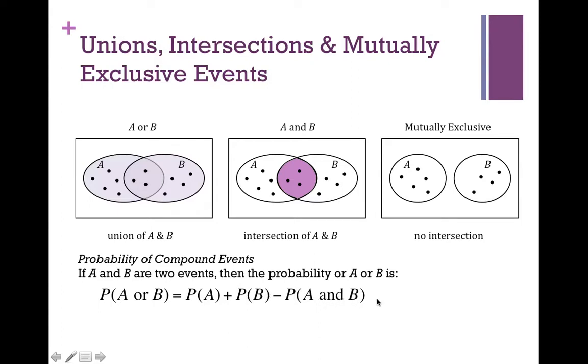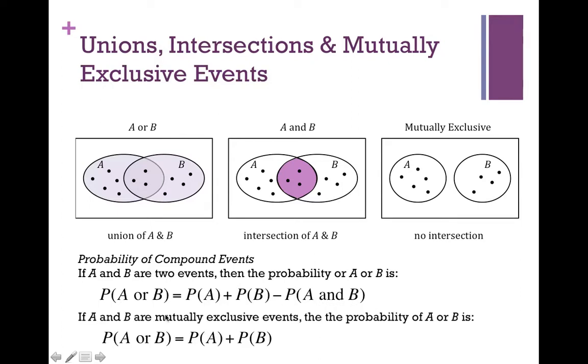Now, the only thing that changes in that is if we have mutually exclusive events, because then there is no overlap. So if we're finding the probability of A or B when we have mutually exclusive events, all we have to do is take the probability of A plus the probability of B, and that's it. There's no overlap that got counted twice, so there's nothing that has to be subtracted.